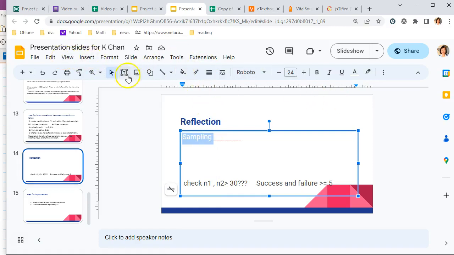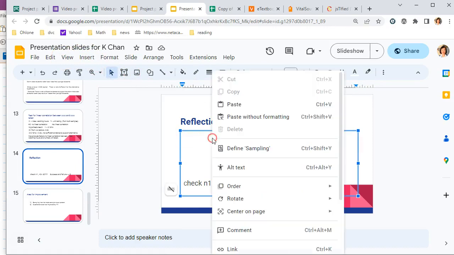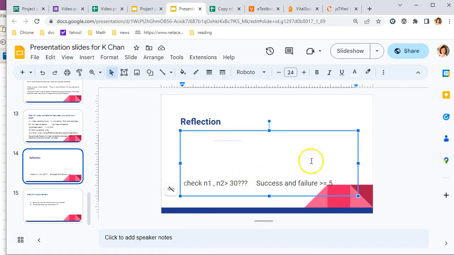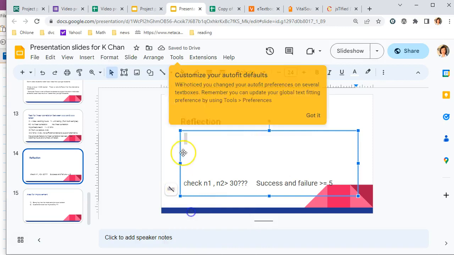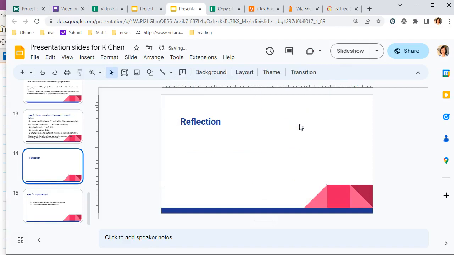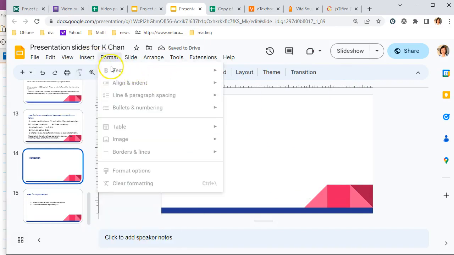I don't know what's going on here. There's something going on. There are some numbers here. I can't type anything. There's something strange with this slide. I can just delete this slide, and then I can just insert a text box.